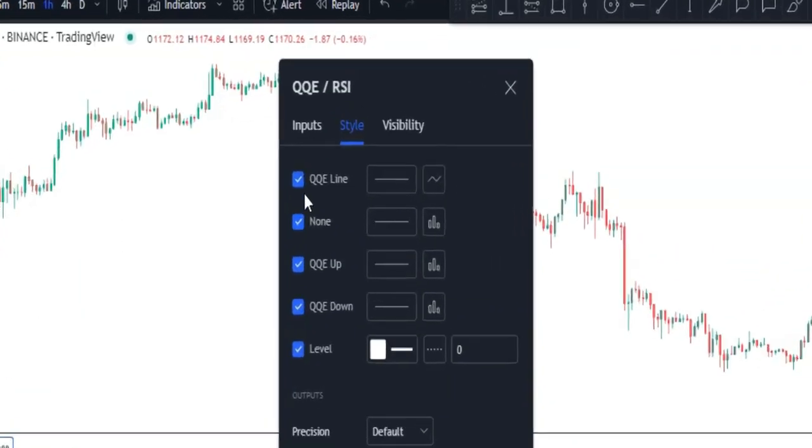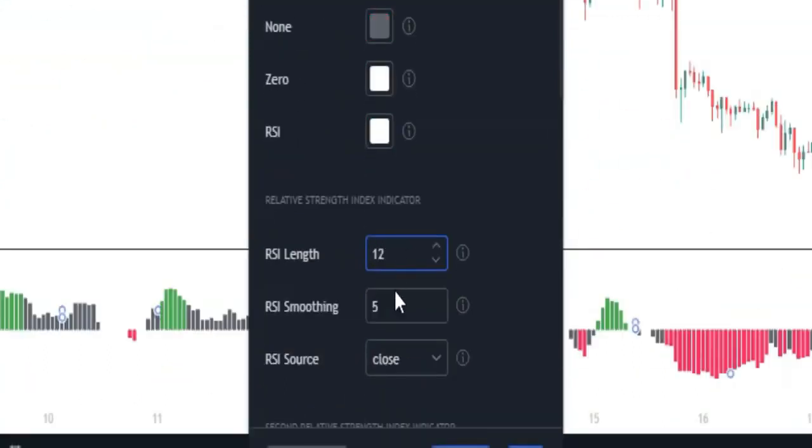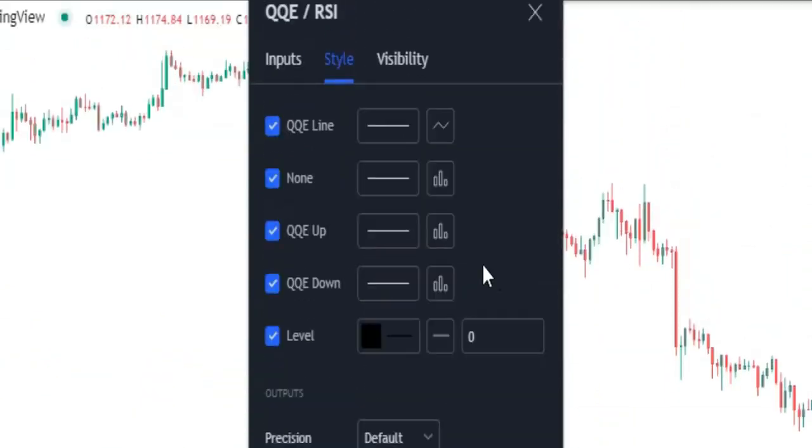In the input section, change the bullish to green and bearish to red. And then change the RSI length to 12 and RSI smoothing to 6. Then in the Style section, get rid of QQE line and none options.